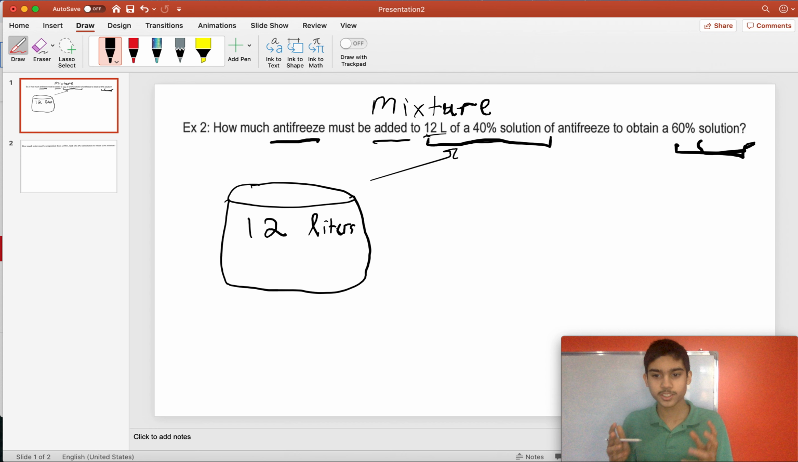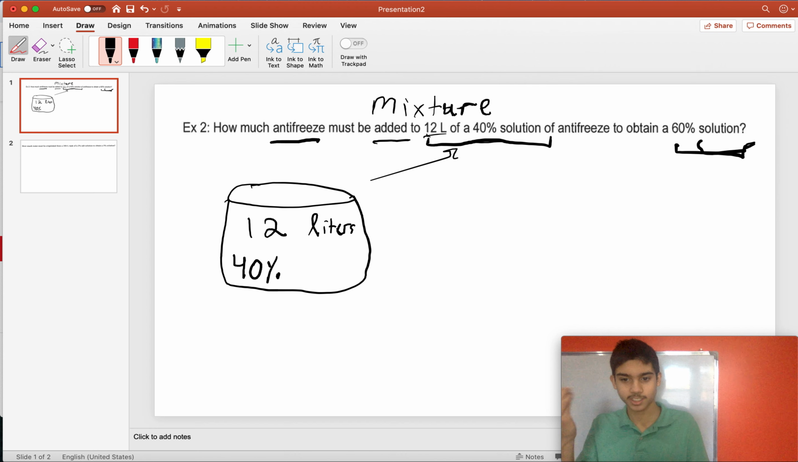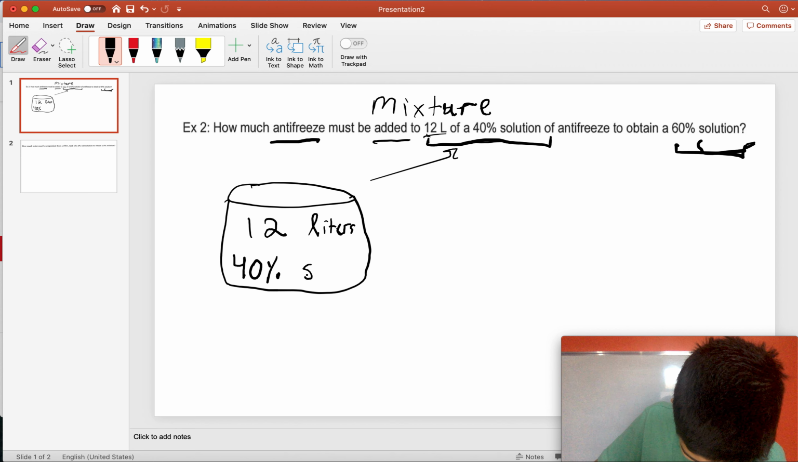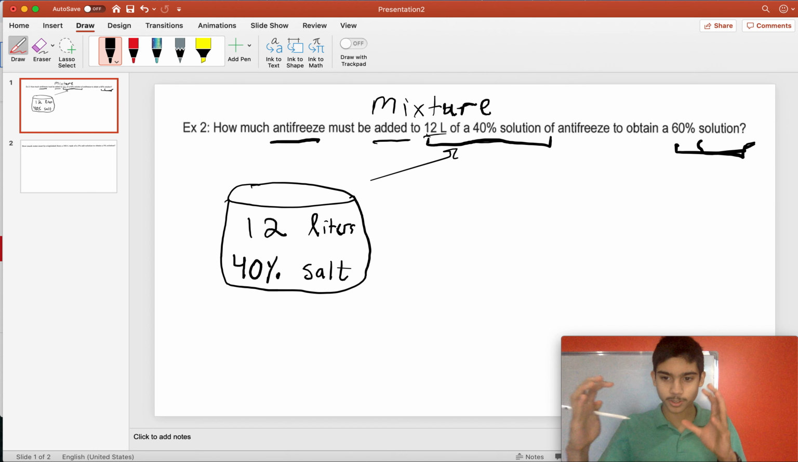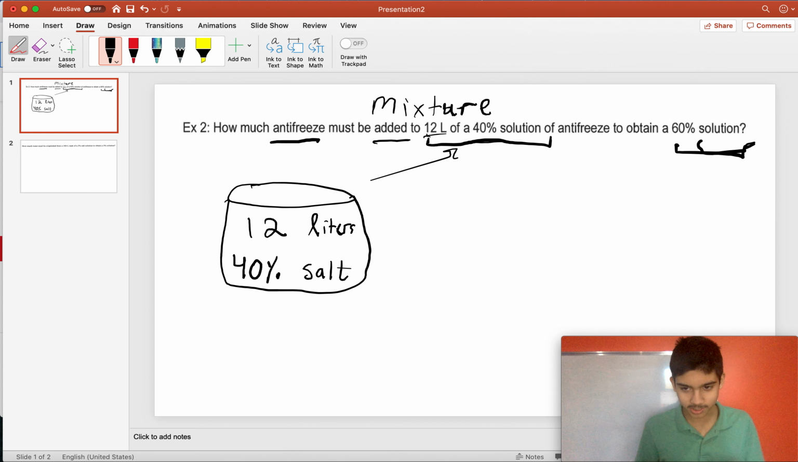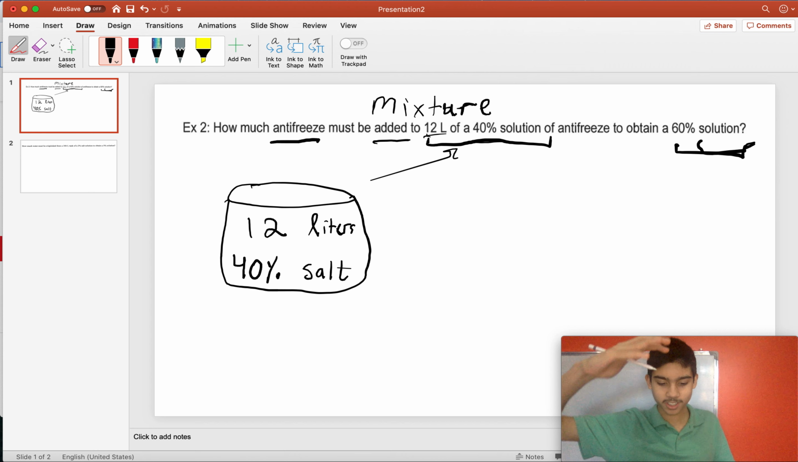And inside of these 12 liters, only 40% is solution. But instead of writing solution, I like to just imagine it as salt, okay? So I'm just going to say salt. It's basically the same idea. It's 40% of something of the total. So 40% of the 12 liters is something. In this case they say solution, but I like to just say salt. It's easy to remember. So we have a 12-liter container, and 40% of the container is just salt.